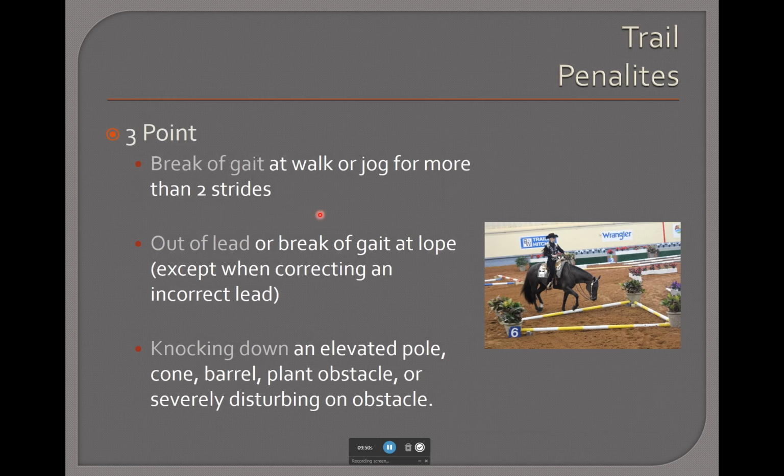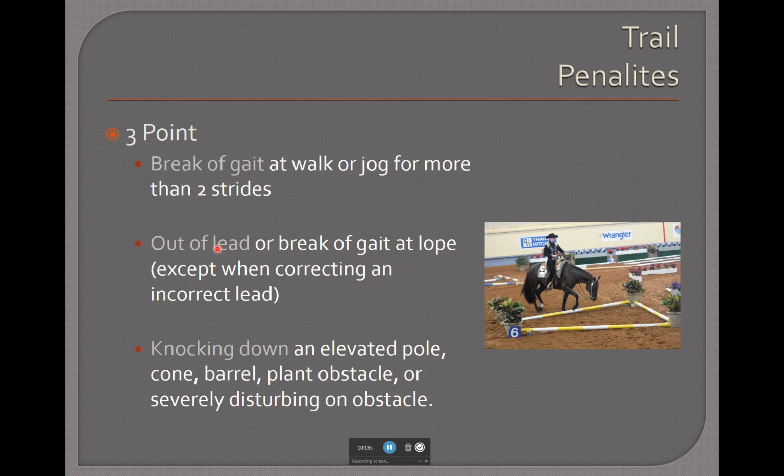Okay, so moving on, then we have 3-point penalties. So if a horse breaks the gait at a walk or jog for more than 2 strides. So for example, he's jogging and then he comes down and walks for 4 or 5 strides, that's going to be a 3-point penalty. So this horse, if this is a jog through and he comes down and he missteps and he walks a stride, that's just going to be the 1-point penalty. But if he does it for 3, that's going to be a 3-point penalty.